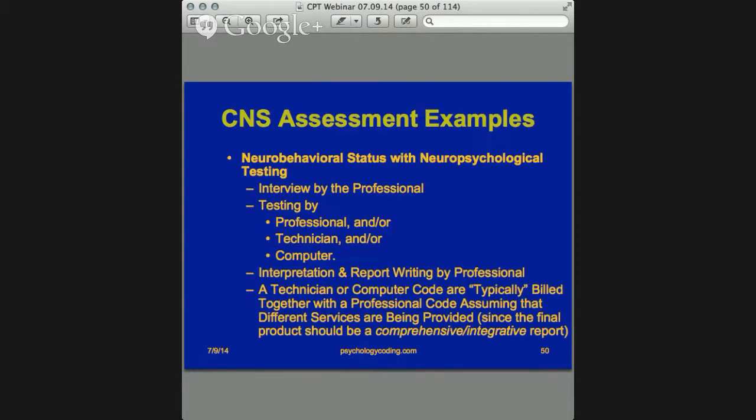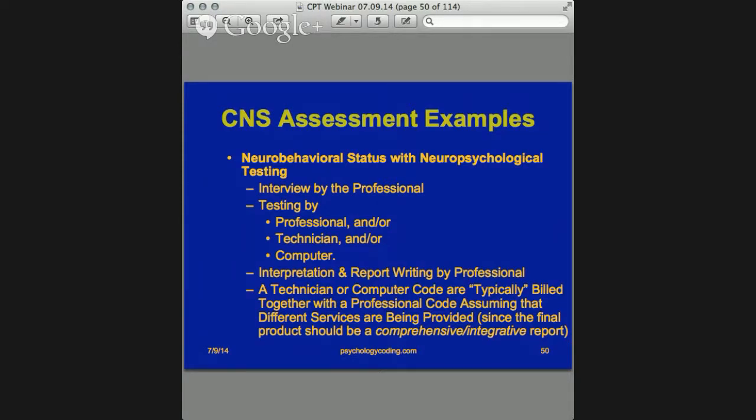All right, so let's bring this together, especially now that we've been involved in this for approximately 45 minutes as we're starting to begin winding down the actual CPT portion of our presentation. So if you're doing a CNS assessment, as an example, the neurobehavioral status exam is preceded by any type of testing. And the testing can be done by a professional and a technician or a computer. The interpretation and report writing is done by the professional. It is not done by a third party, by the technician, by the student.